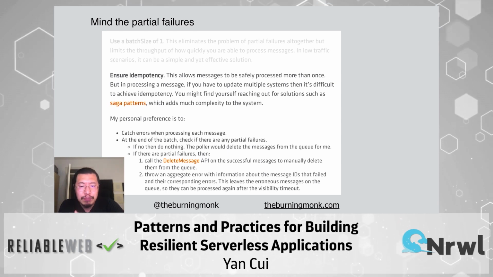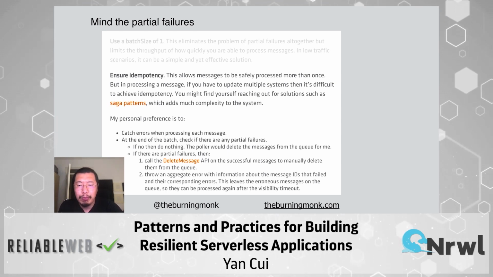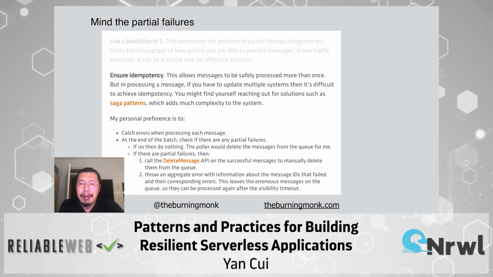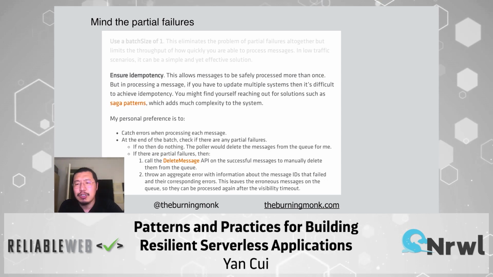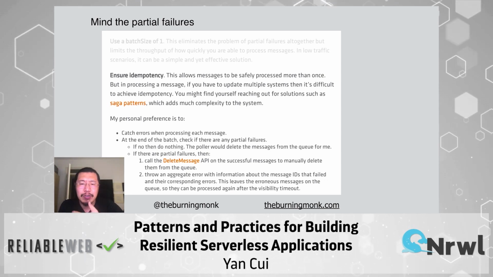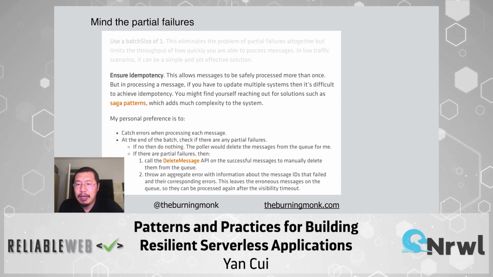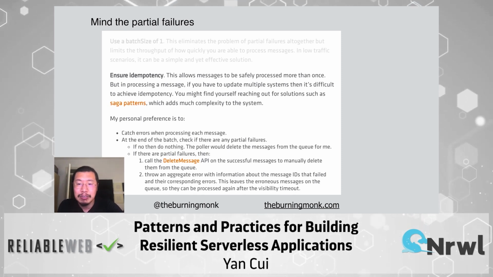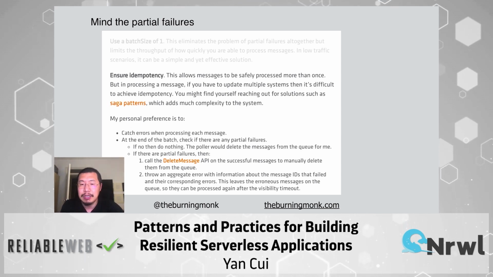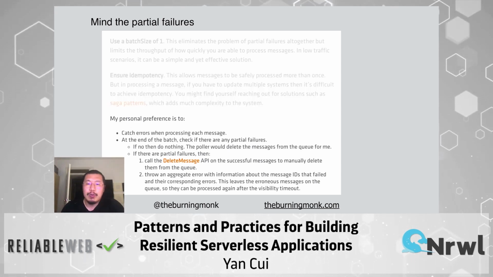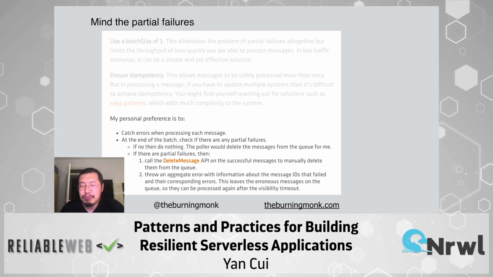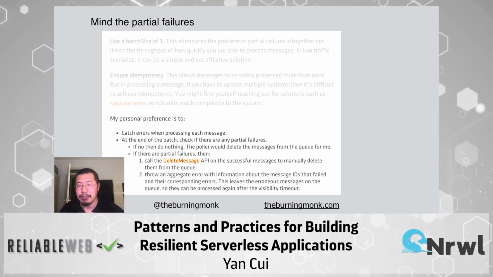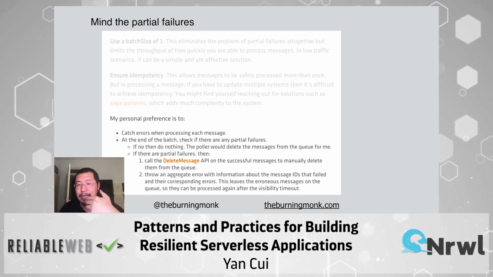Or the second option is you can make sure that your processing logic is idempotent, which I think you should always aim for anyway, but it's often difficult to actually achieve in practice, especially when you need to update the state of multiple systems, which would necessitate more complex mechanisms like using a saga pattern to make those distributed transactions safe. Which is why my personal preference is to just put a try-catch block around each message when you process them inside your Lambda function.